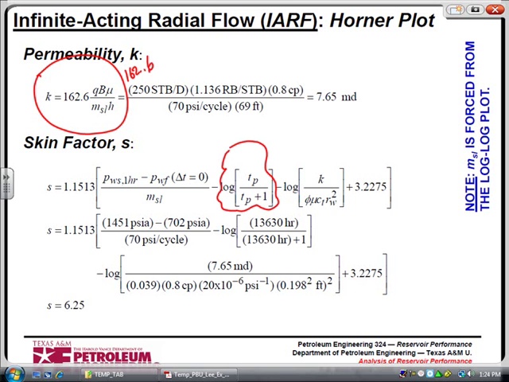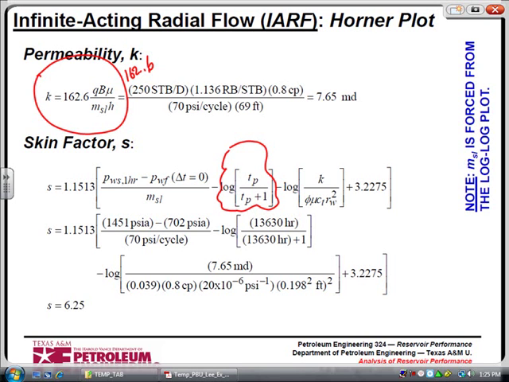Can anyone tell us what 13,630 divided by 13,631 is? Since you brought your calculator, I suspect it's 0.9999 something. Take the log of that. I suspect it's 0.000 with a negative sign somewhere, right? It's just one button. Log base 10. L-O-G.